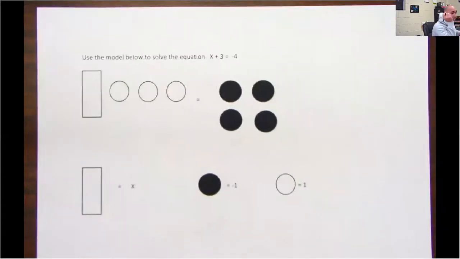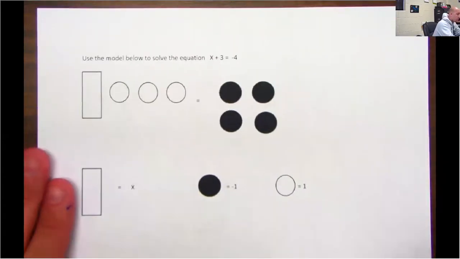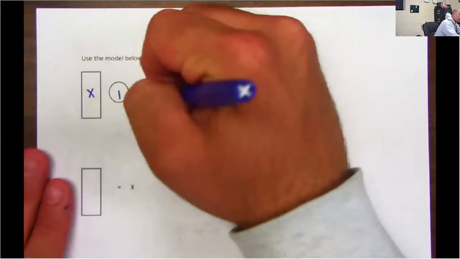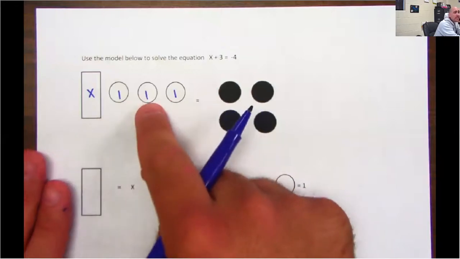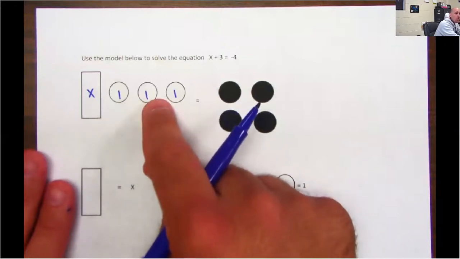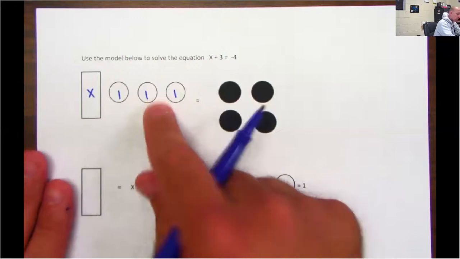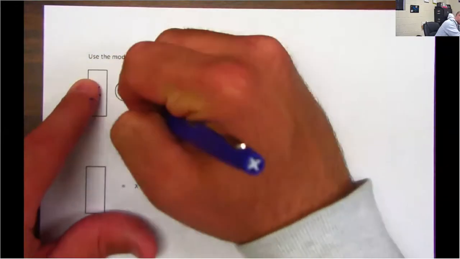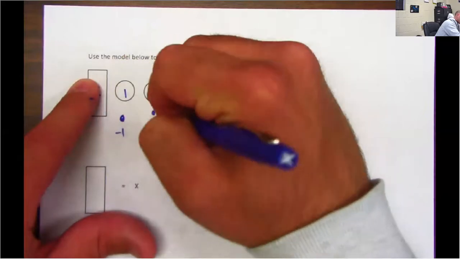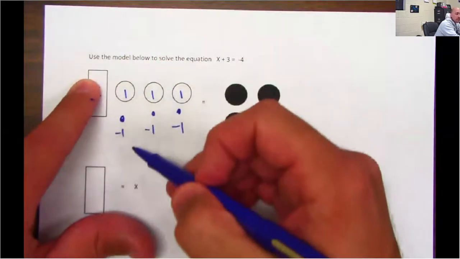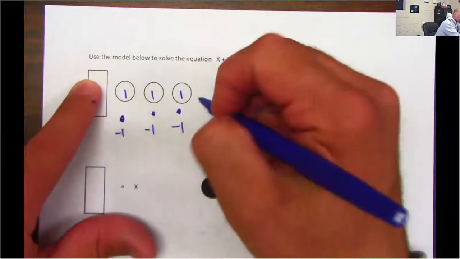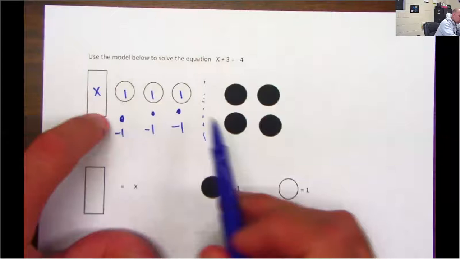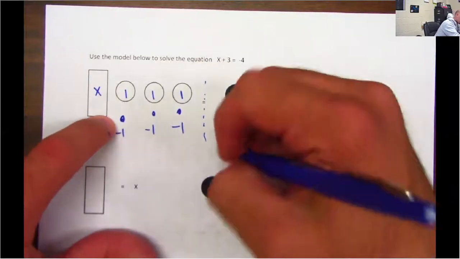This time it says x plus 3 equals -4. So again, we're trying to get the x by itself, but attached to the x is this plus 3. What is the inverse of adding 3? Well, we have to subtract 3. So instead of a positive 1, this will be now a -1, another -1, and another -1. We are zeroing out this left side. Again, what I do to one side of the equal sign, I have to do to the other. So I need to put 3 black circles on this side now.